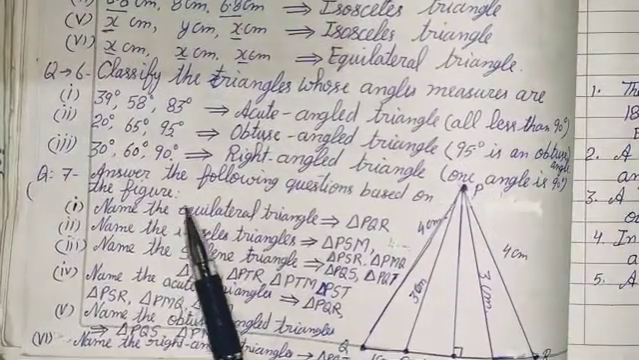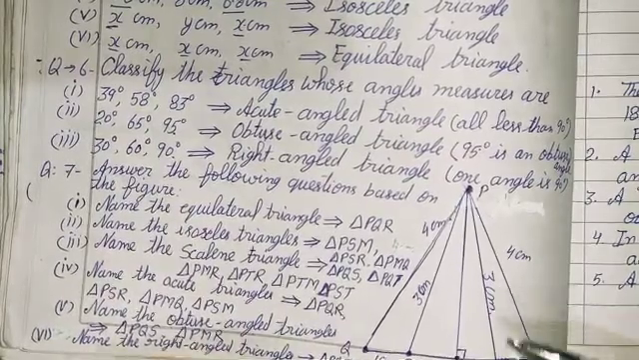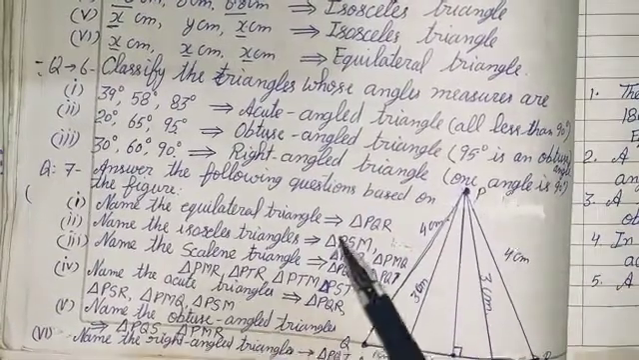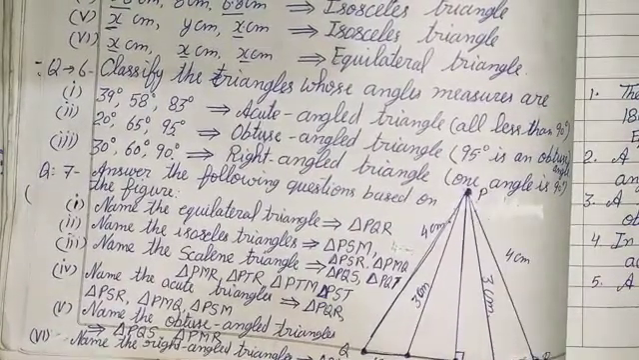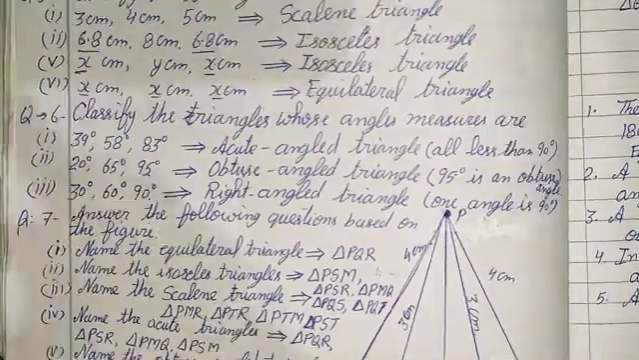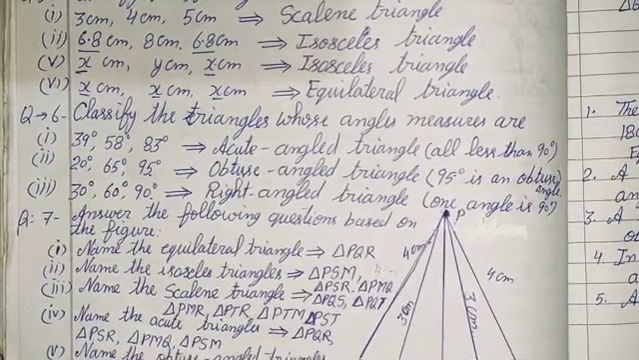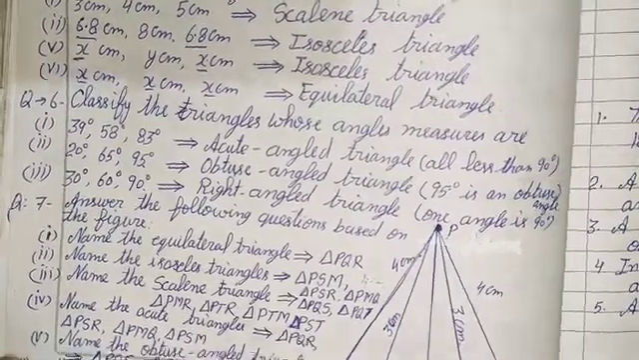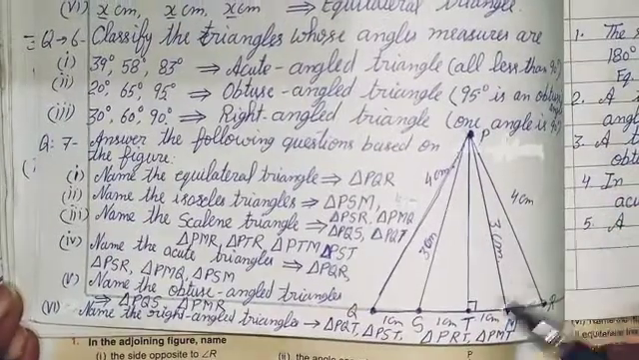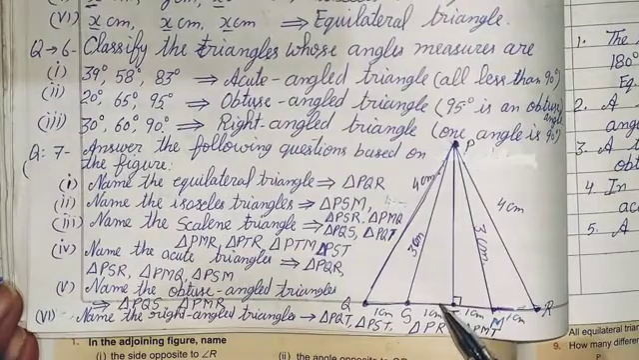Question number 7. Answer the following questions based on the figure. Name the equilateral triangle. Here the measurements of the sides are given to you. You have to find out the name of the equilateral triangle from here. These are the points P, Q, S, T, M, R. It is given that this angle is 90 degrees, so this will also be 90 degrees.